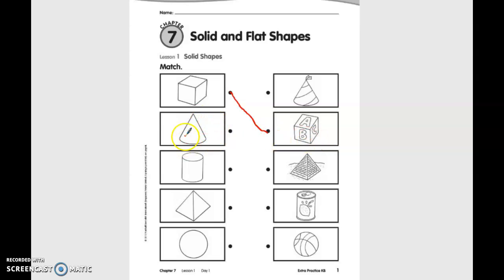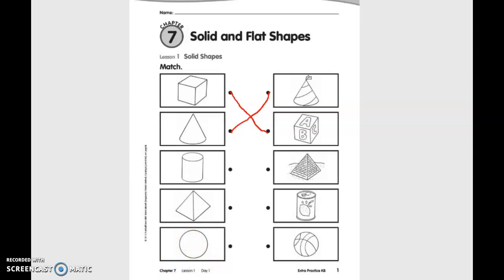The next one is a cone. Which of these pictures looks like a cone? Has nice smooth sides. It doesn't have any flat faces besides the bottom. Which one doesn't match? Point or say which picture matches the cone. The birthday hat. Very good, boys and girls. All right, and you can go ahead and do the cylinder, the pyramid, and the sphere.